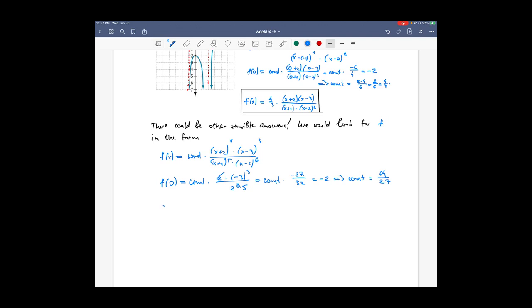And so we could write the answer in the form 64 over 27 times x plus 2, x minus 3 to the third power, x plus 1 to the fifth power, x minus 2 to the sixth power.